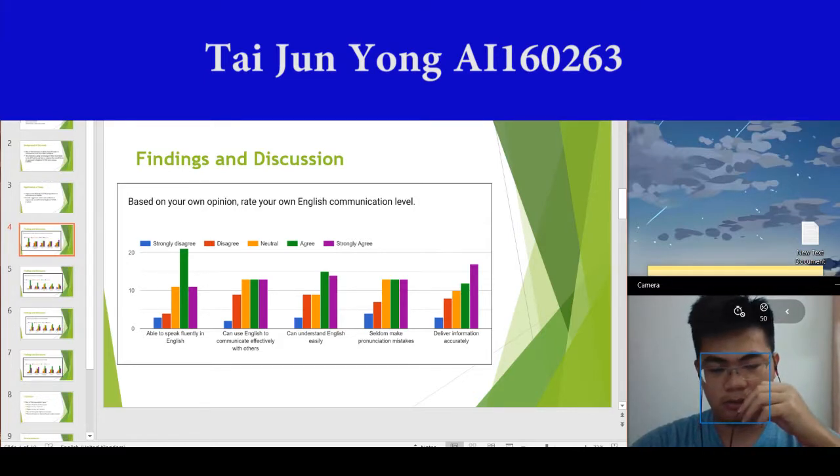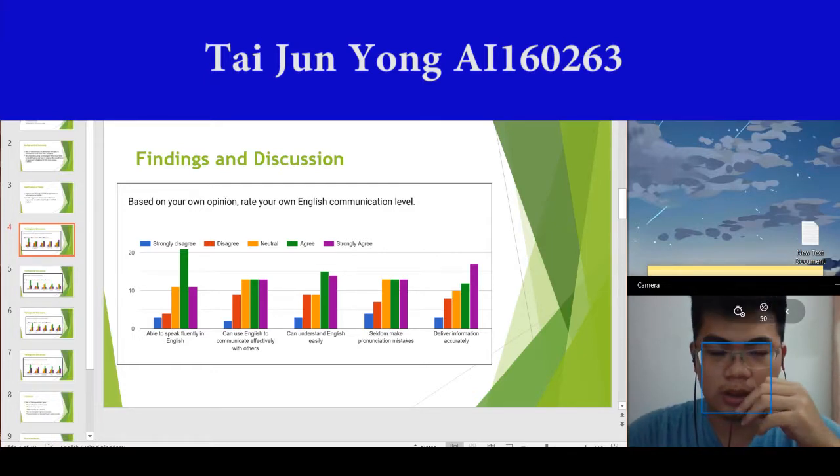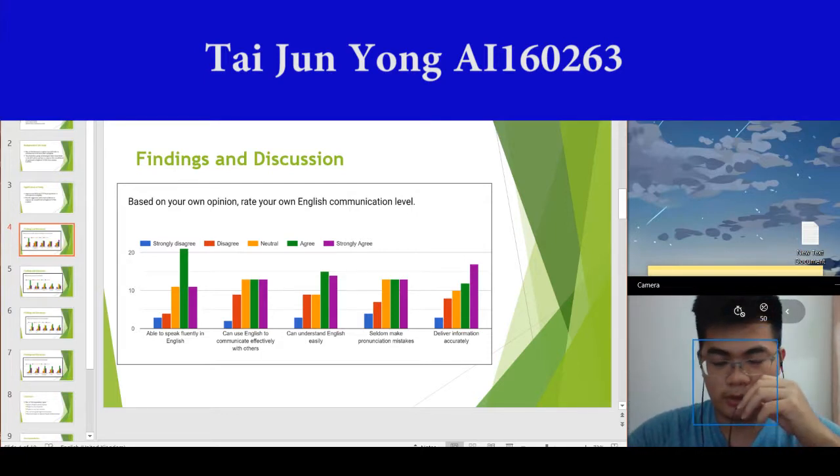Besides, because in Malaysia we need to learn English since primary school, most of them will know English. Most of them have basic English communication skills.